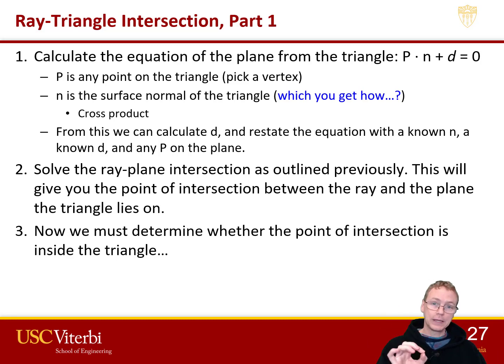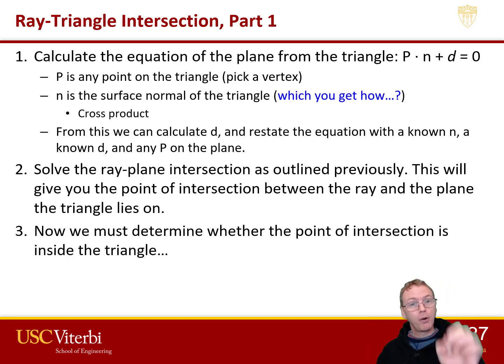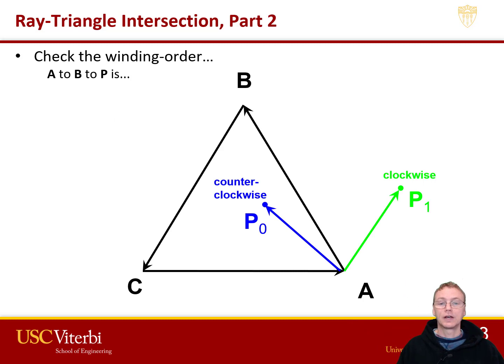Now that we've got a point, it's the point on the plane, not necessarily the point on the triangle. So we'll need to ask, is this point inside the triangle, or is the point outside the triangle? So that's part 2 of this solution. Part 2 is the point that we found, we take the point we just got from our intersection, and we say, is it inside the triangle like so? Or is it perhaps outside the triangle like that?